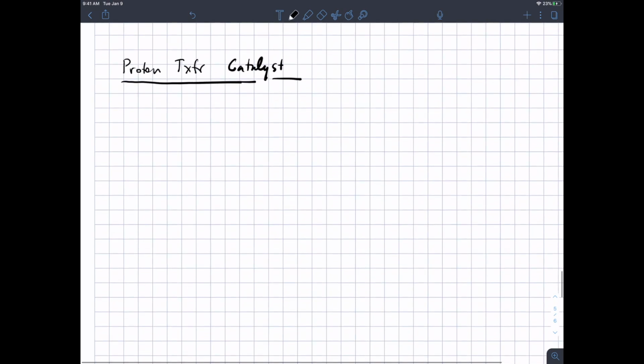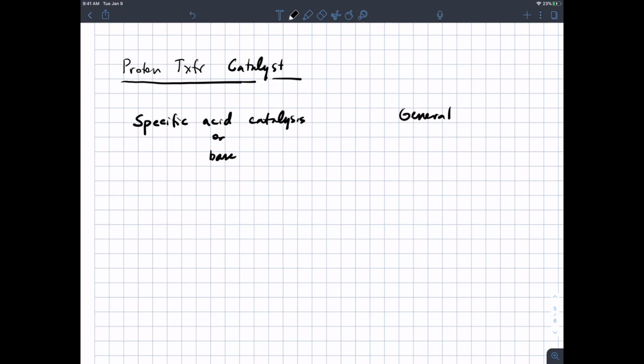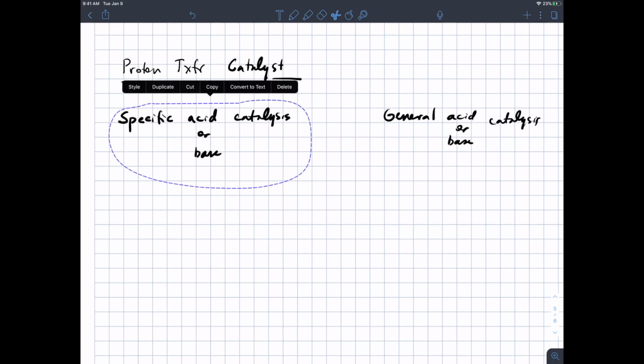So there are going to be two types of proton transfer catalysis. There's specific acid or base catalysis. And then there's general acid or base catalysis. And it's not what you think. That's maybe the lesson I got from it. It's not what you think.